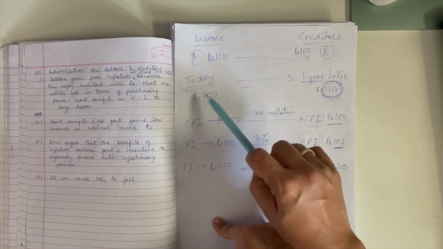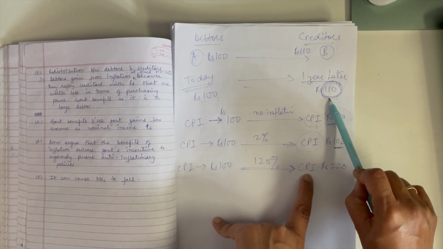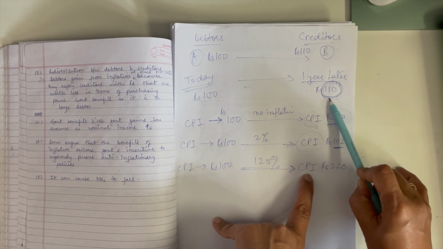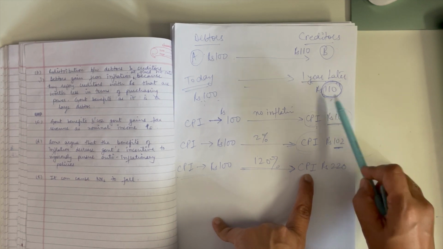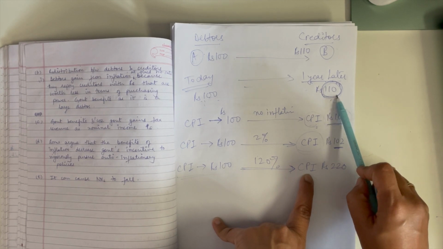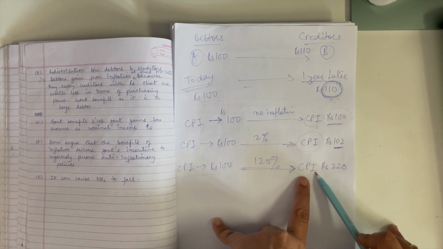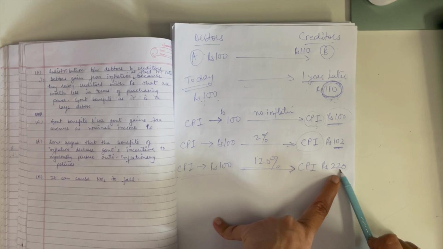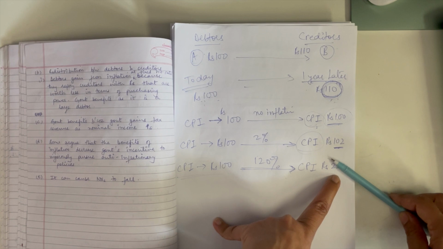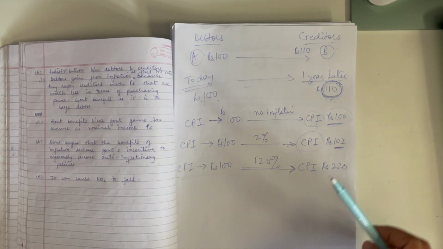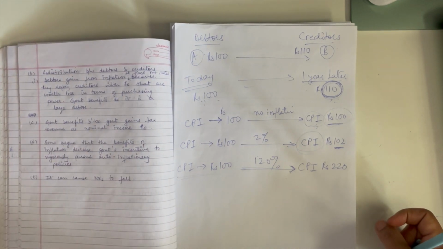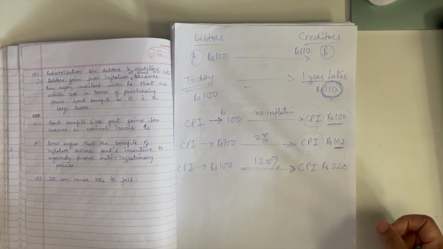So the rupees that the debtor is paying to the creditor are now worth less, and so the purchasing power of the creditor goes down. He can buy only half of that basket because the prices have shot up to 220. This is how creditors are hurt by inflation. The value of the rupee that they are getting back is worth less in terms of purchasing power.